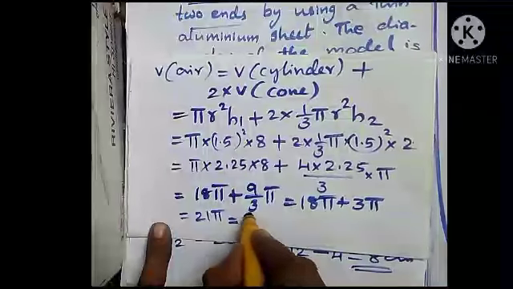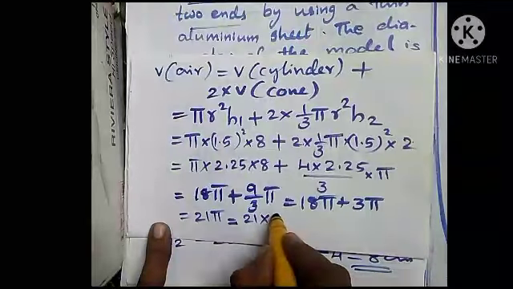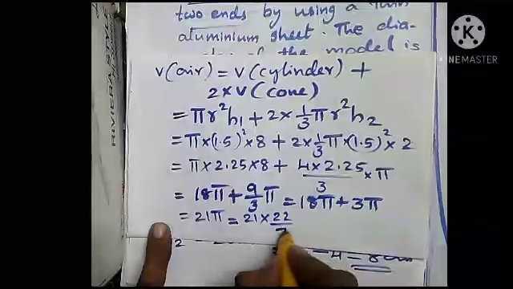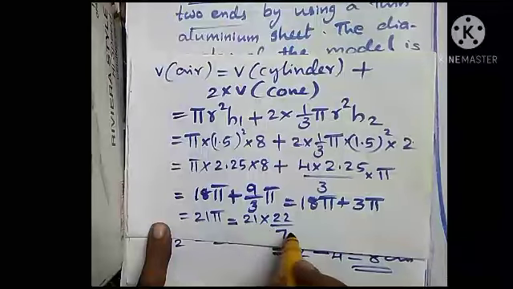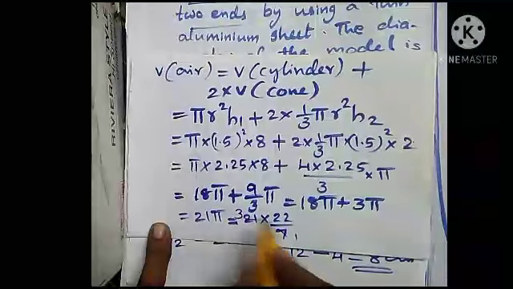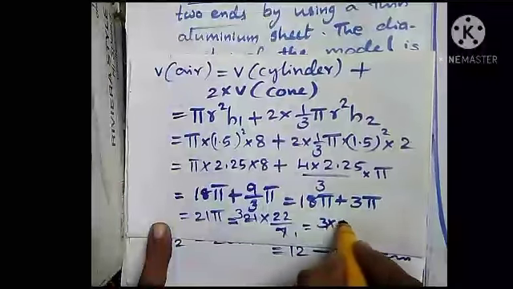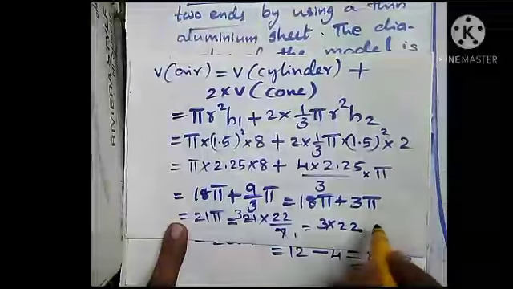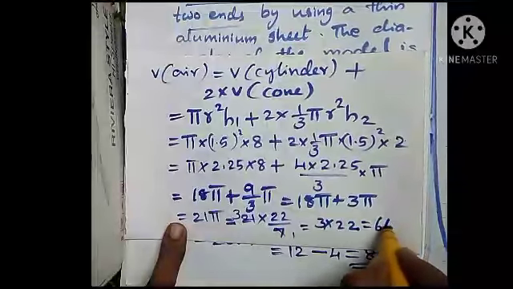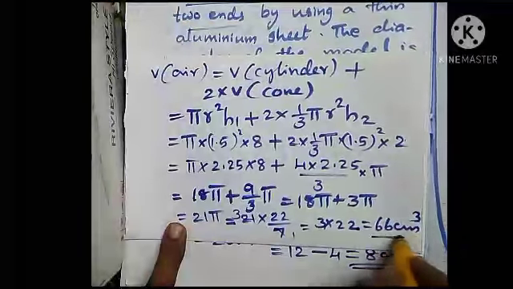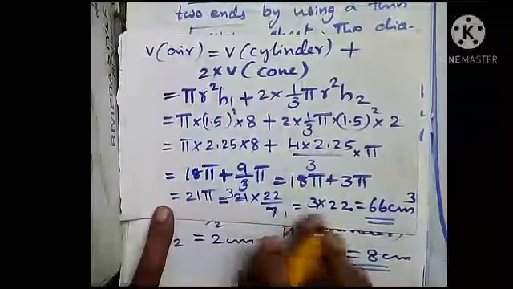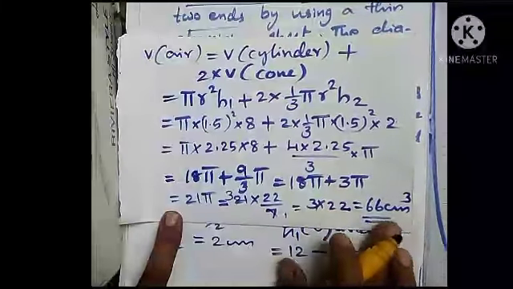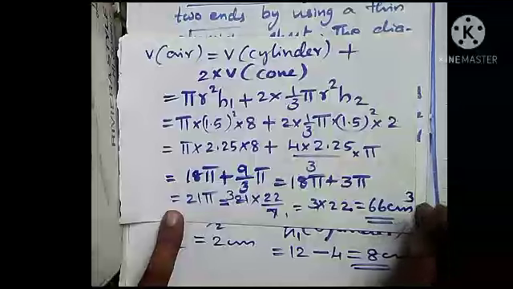That is equal to 21 into 22 by 7. Now we can cancel 7. So what we are getting here is 3, that is 3 into 22, which gives the answer, that is 66 centimeter cube. So what's the volume of the air inside that model? It is 66 centimeter cube.